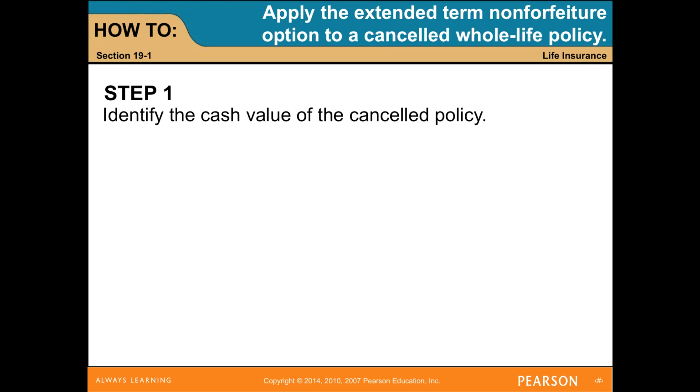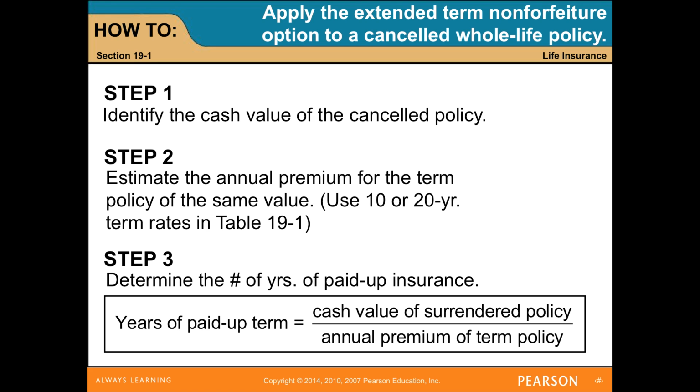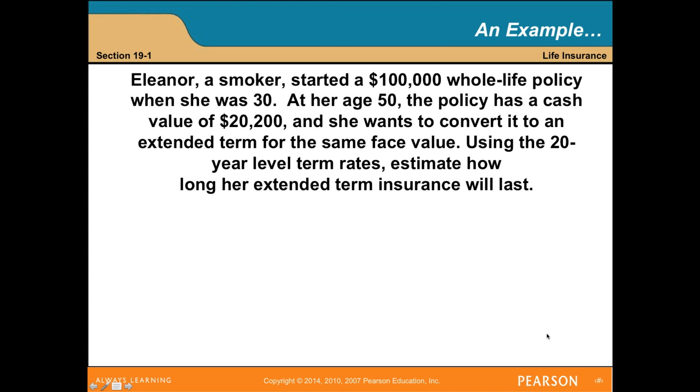Step 1, identify the cash value of the canceled policy. Step 2, estimate the annual premium for the term policy of the same value. And then you want to use the 10 or 20-year term rates in the table in Chapter 19. Third step, determine the number of years of paid up insurance. So here, years of paid up term equals cash value of surrender policy over annual premium of term policy.